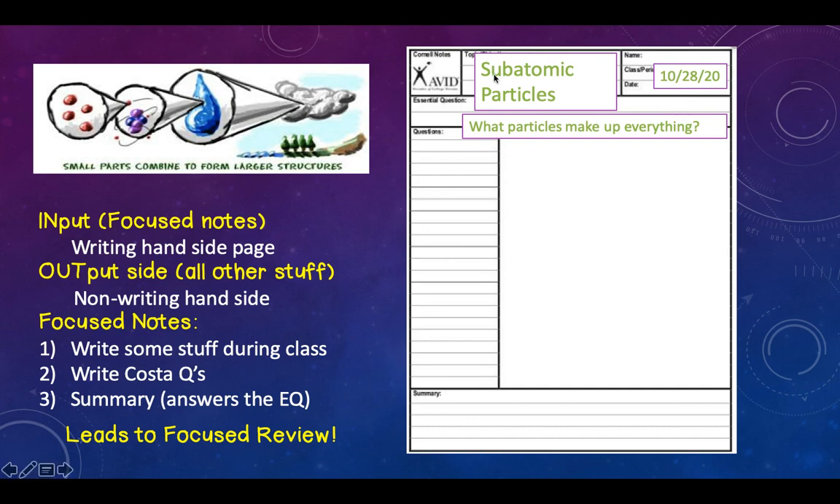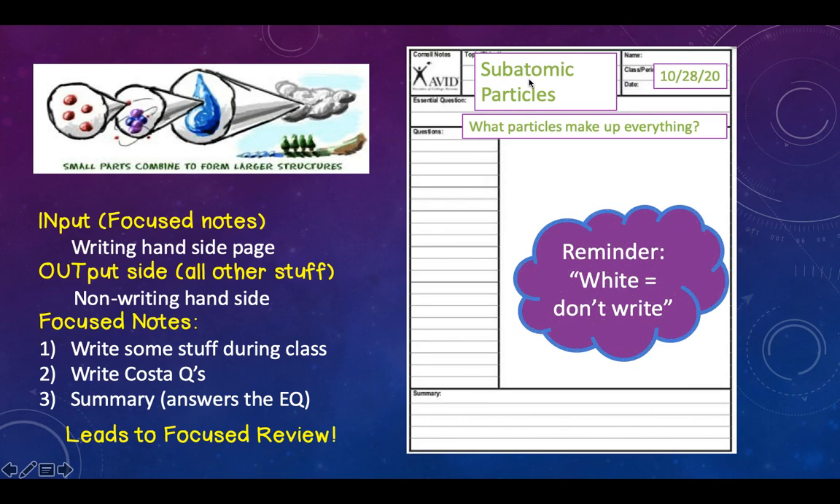Sub meaning lower than, so lower than the atom. So what are the particles inside an atom? That is our focus. And then just remember for our notes, you don't have to write down anything that's in white. Those are just things that I want to say or directions or reminders. And then it's the things that are in any color other than white. Those are the things that you write down for notes, starting with these green things on your note page.